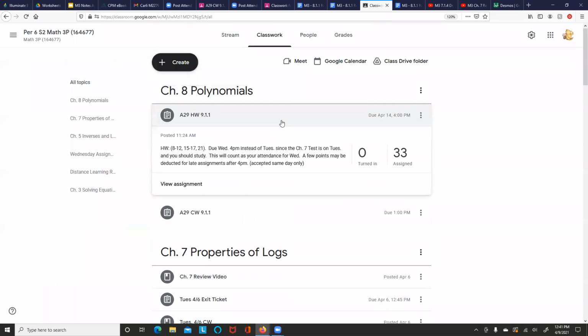Your homework is not due till Wednesday, and the reason I made it not due till Wednesday is because I want you to study for the test, which is Tuesday, next class period, the Chapter 7 logarithm test. And then this will be our Wednesday assignment. So I won't give you a different assignment. It'll just be 8 through 12, 15 through 17, and 21. Do it on Wednesday. If you are busy on Wednesday, then do it on Tuesday or do it on Monday. But it is due Wednesday, 4 p.m.